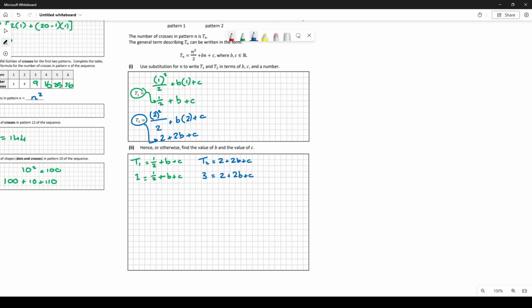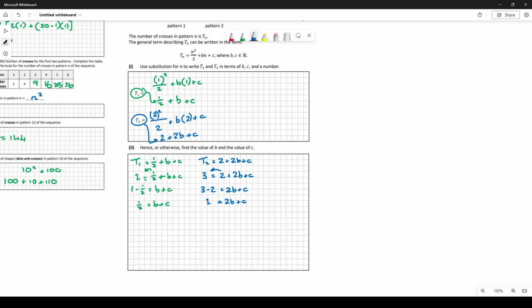But then what you want to do is bring the half over, make it a minus, so you end up with 1 minus a half is equal to b plus c, and then you end up with a half is equal to b plus c. Then over here you'd bring a 2 across, make it a minus, and you'd end up with 3 minus 2 is equal to 2b plus c. 3 minus 2 is 1, so you'd end up with 1 is equal to 2b plus c.